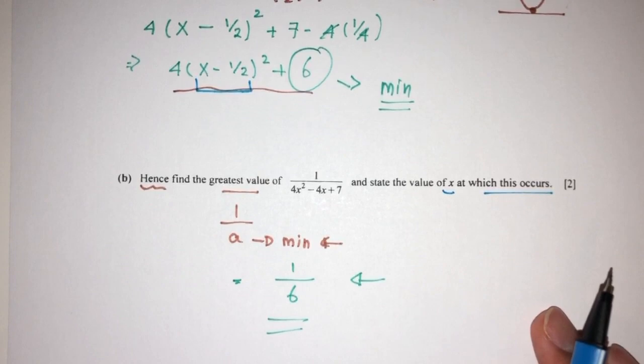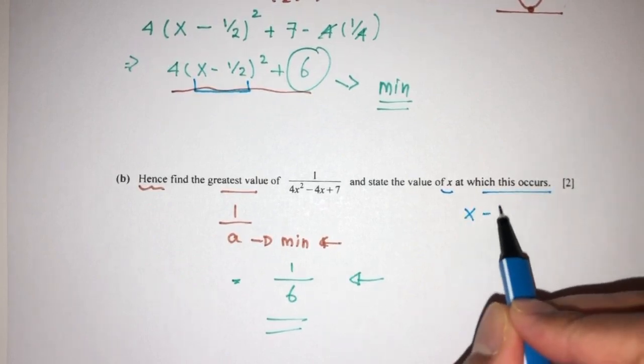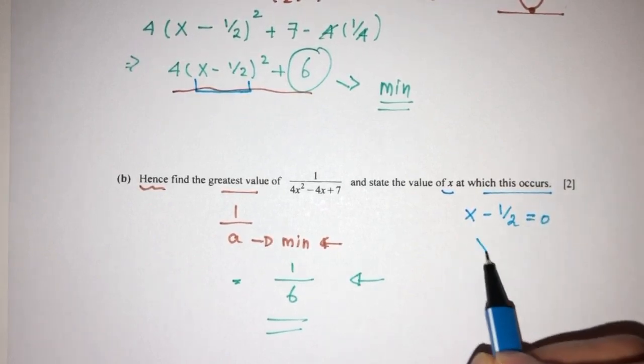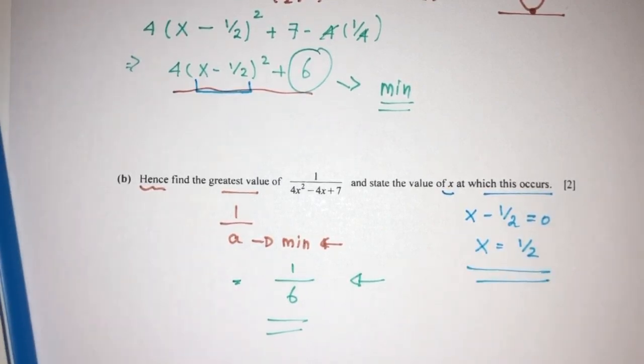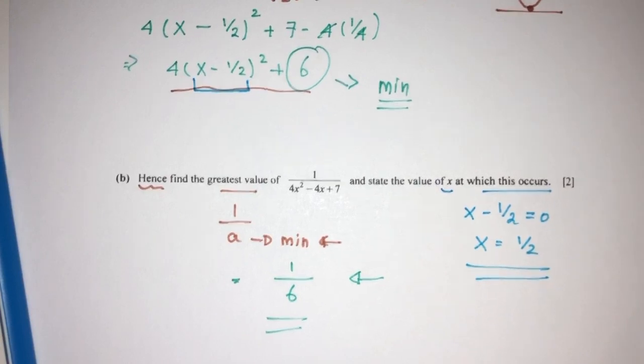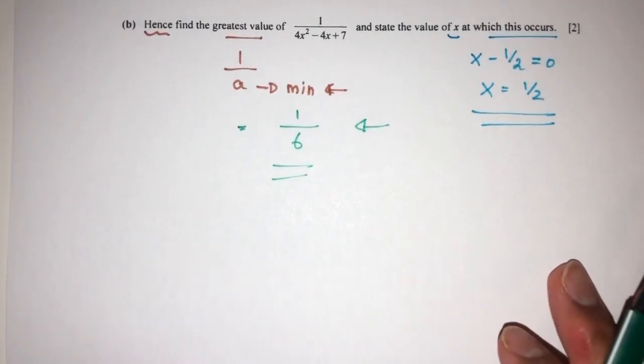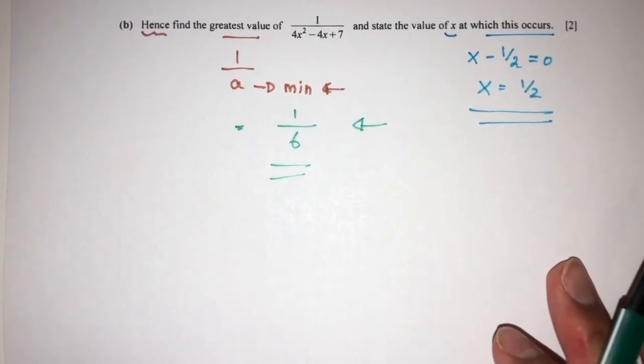This is the value at which it occurs. So x minus half equals 0, so x will be half. Now again, if you did not know how to do this, there are other ways, obviously. Let's say you did not see the relationship from the first part to the second part.